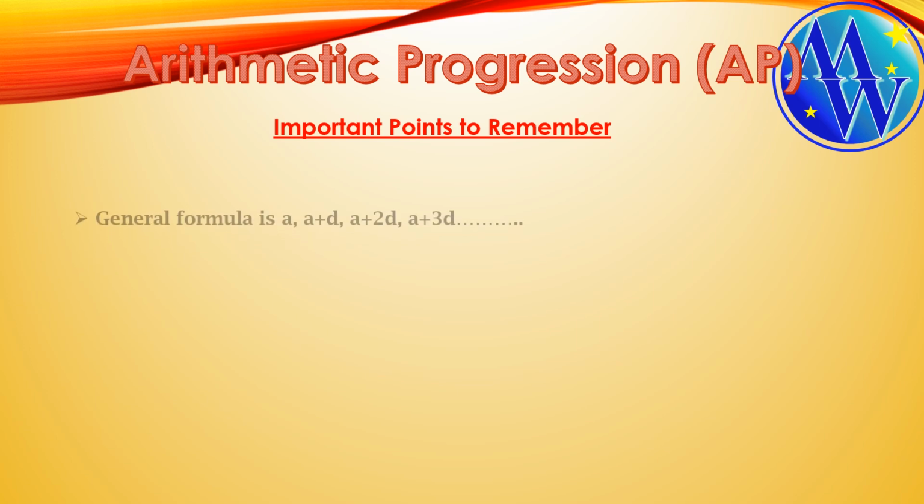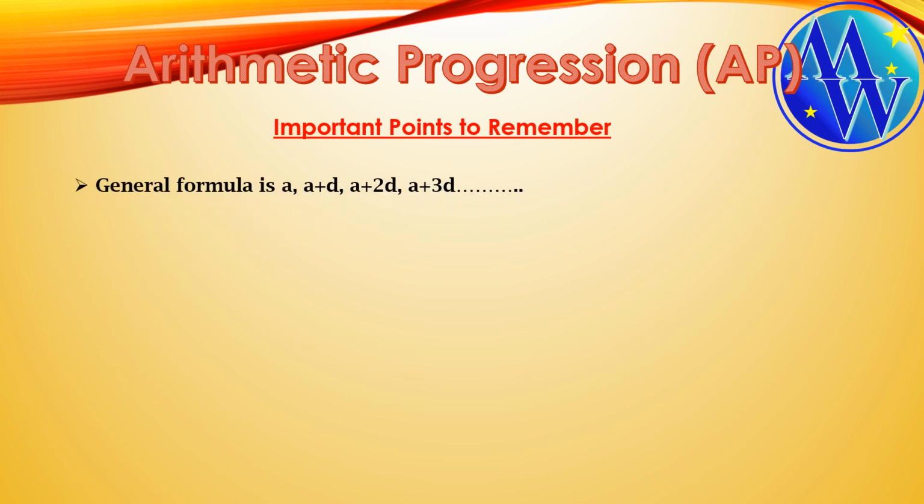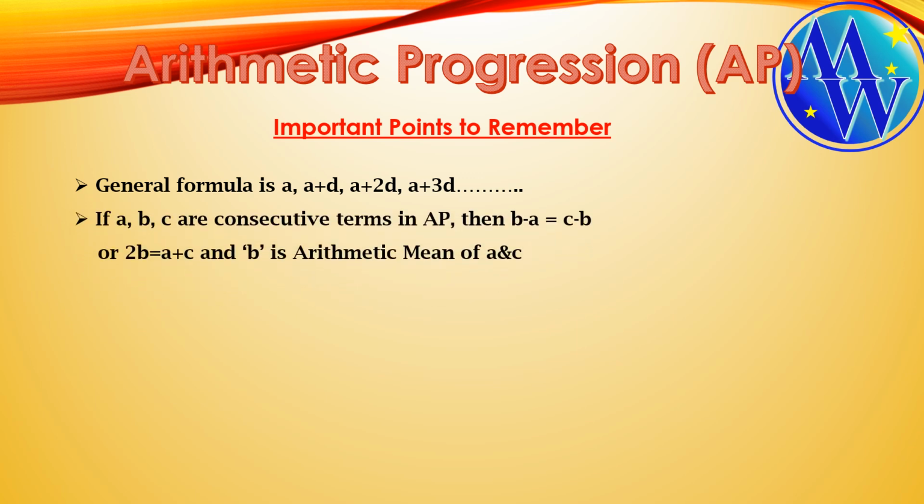Now I will give some important points to note down from today's lesson. First one is the general formula of an AP: A, A plus D, A plus 2D, and A plus 3D, etc. And another point is, if A, B, C are consecutive terms of an AP, then B minus A equals C minus B. Or we can write 2B equals A plus C, and B is the arithmetic mean of A and C, which means (A plus C) by 2.